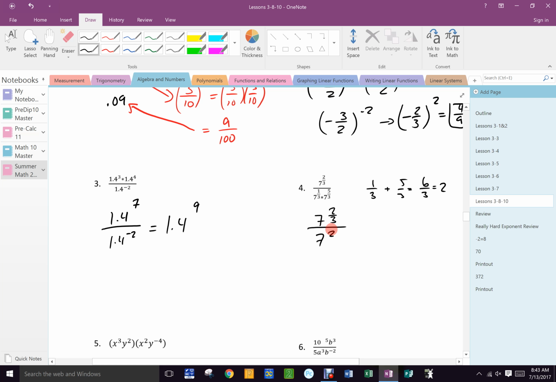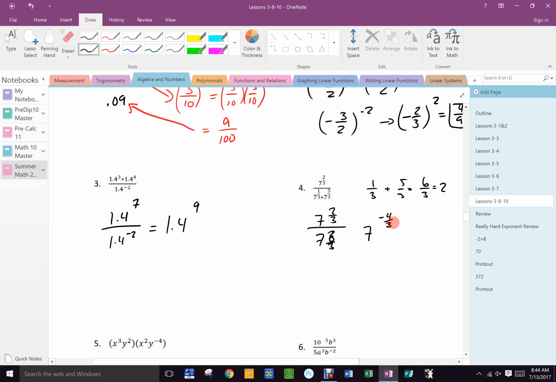Subtract. Now, stop for a second. This is in thirds. So what does this need to be in to do subtraction? Thirds. We already had it in thirds, didn't we? So we leave it as 6/3. What's 2/3 take away 6/3? Negative 4/3.